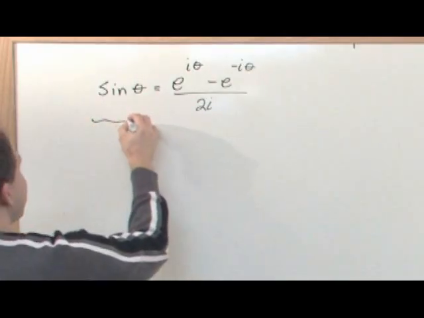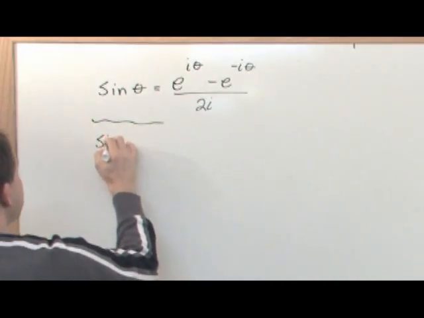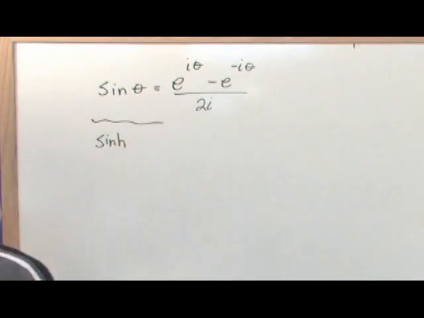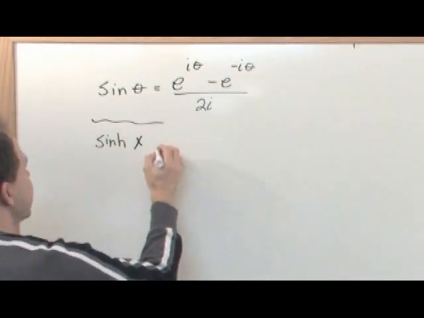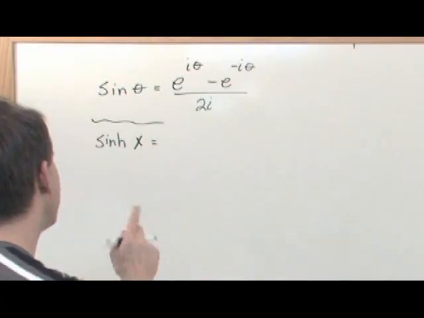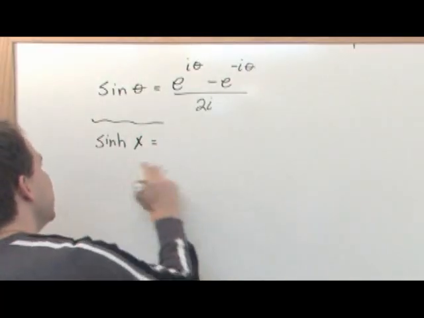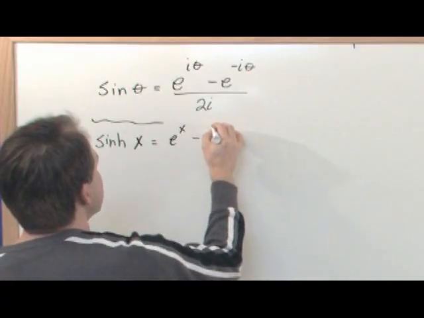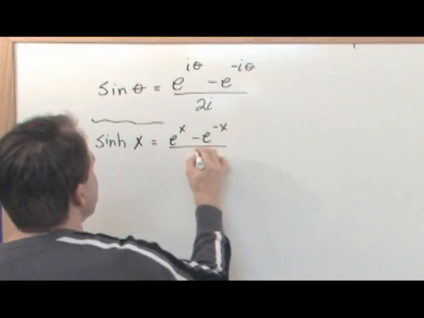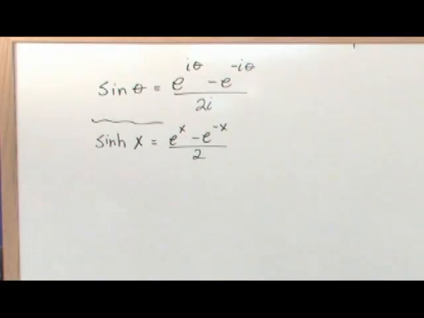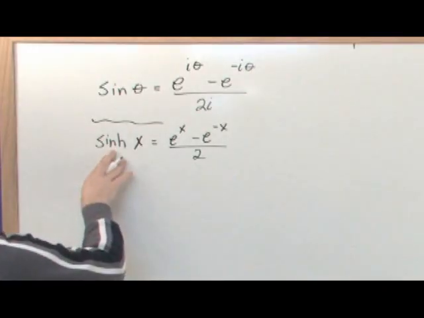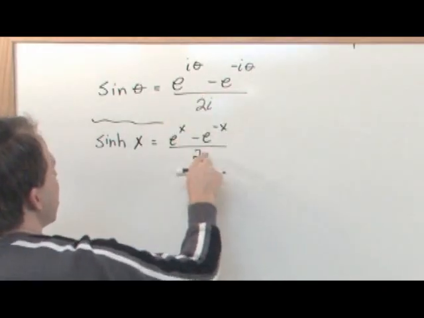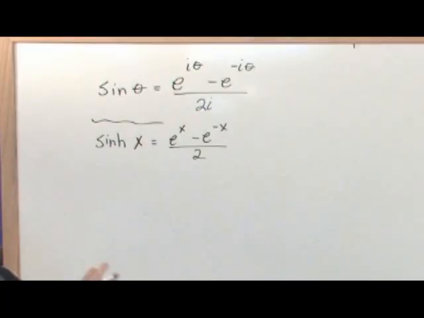The reason I say it is because the hyperbolic sine of some number x is very, very similar, and that's why they call it hyperbolic sine. It's written as e to the x minus e to the minus x, over 2. So you see that right there? Hyperbolic sine is the sine function with all of the i's missing. That's why they call it hyperbolic sine.